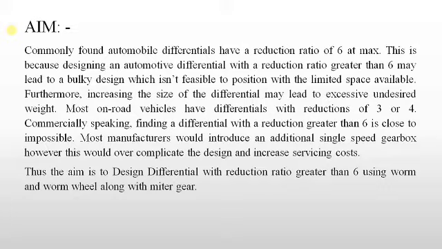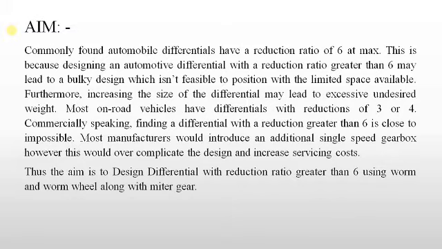Commercially speaking, finding a differential with a reduction ratio greater than 6 is close to impossible. Now most of the manufacturers will introduce an additional speed gearbox. However, this would overcomplicate the design and increase the service cost. Thus, the aim is a differential with a reduction ratio greater than 6 using the worm and worm wheel along with the miter gear.